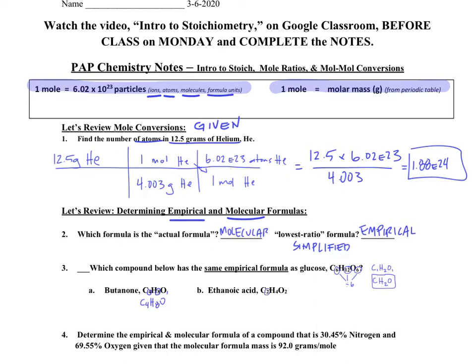Well, C2H4O2, the greatest common factor between all those is 2. So when I divide C2 by 2, I get C1. H4 divided by 2, I get H2. And O2 divided by 2, I get O1. Pardon the bell, which is CH2O. And this happens to be the same.